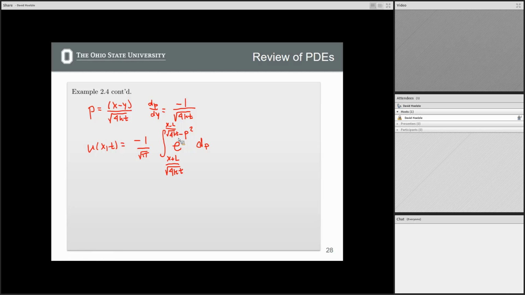Okay, who has seen this integral of e to the negative p squared dp before? Has anyone seen that in other classes? What do we call this function? The error function, right? Anyone else heard the error function before? Okay, so, the error function.